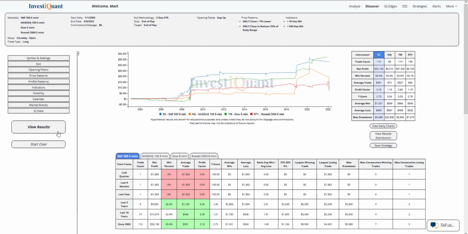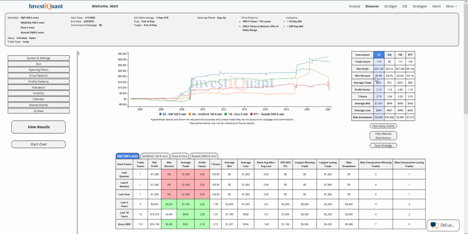All right, here we go. These are the results based upon entering the market long at 9:30 a.m. Eastern Time, exiting at 4:15 p.m. Eastern Time, when you gap up following a day that was at least 1% lower and closed near the lows of the session in a weak market environment. Historically, we've got 110 samples in the S&P, 88 in the NASDAQ, 114 in the Dow, and 145 in the Russell.